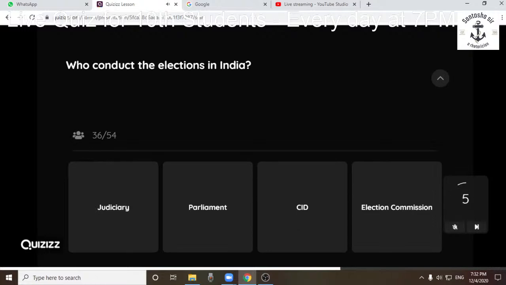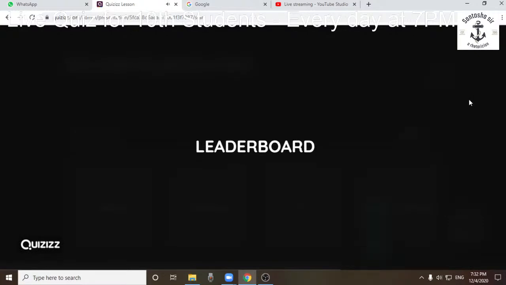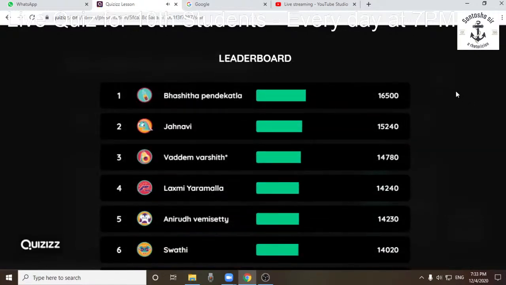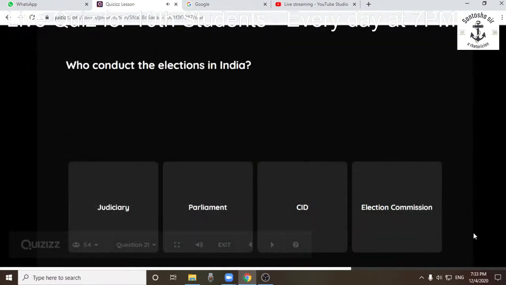Last 5 seconds. Who conducts the elections in India? Okay, time's up. Let's check the scores. Bashita followed by Jahnavi, Varshit, Lakshmi, Anirudh, Swati. 35 members made it right. Moving on to the next question.